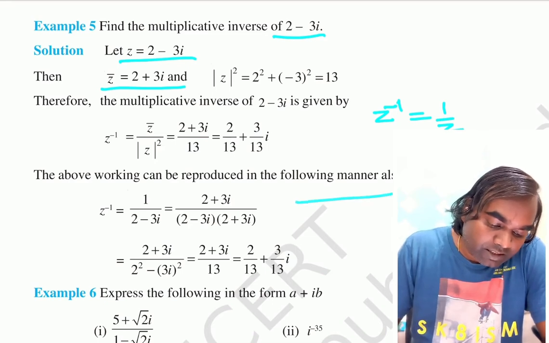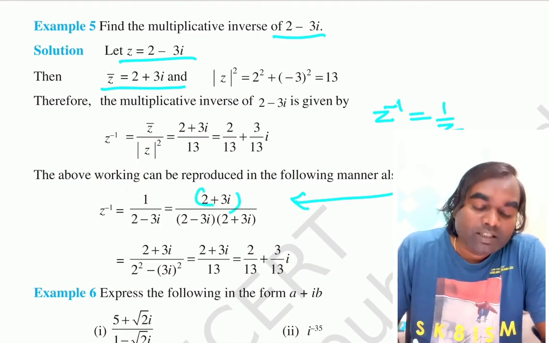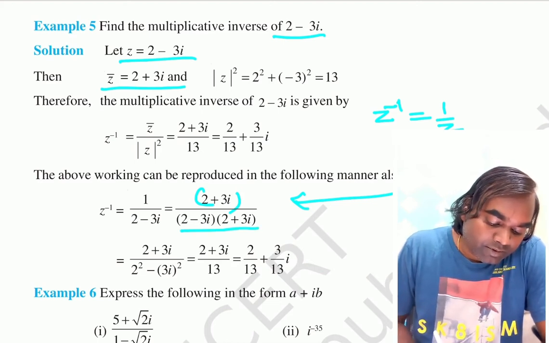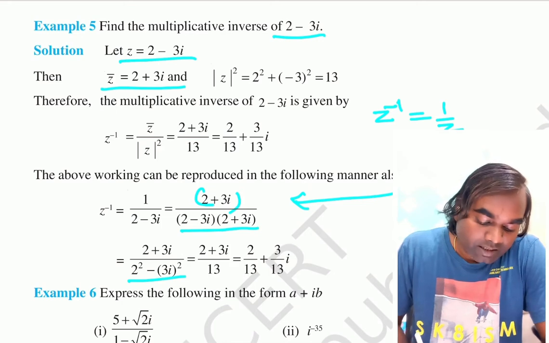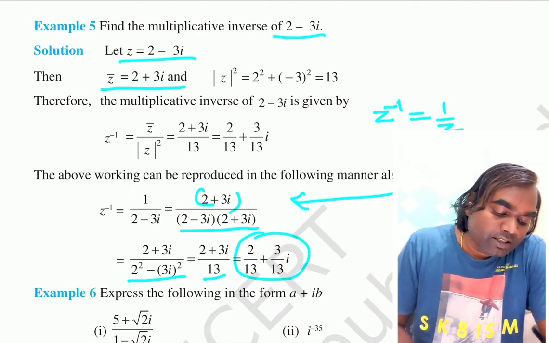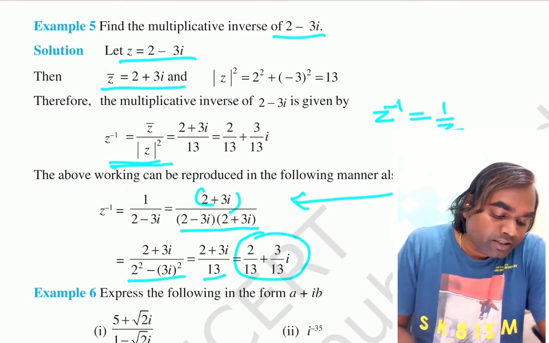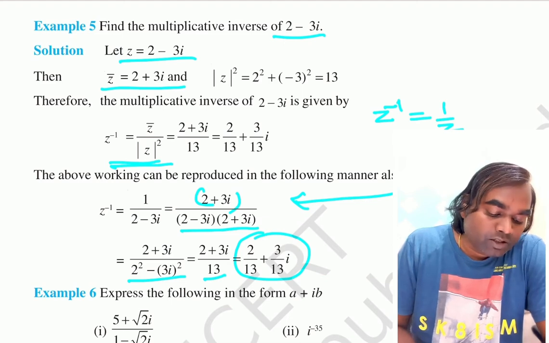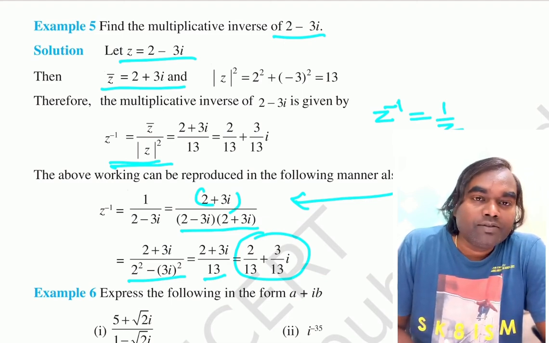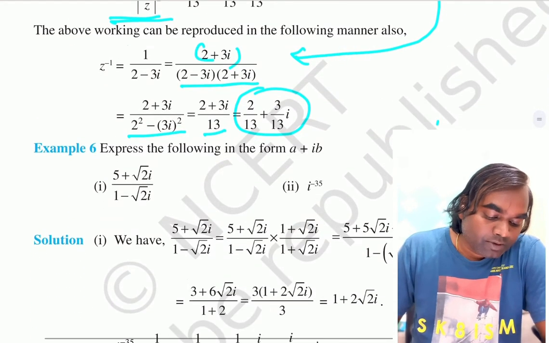The simplest way is this: 1 by 2 minus 3i can be written as 2 plus 3i divided by 2 minus 3i into 2 plus 3i, and the denominator will give 2 square minus 3i whole square, that is equal to 13. So we have this number. But by the definition, we can also solve this problem by z to the power minus 1 is equal to z bar divided by modulus of z square. So anyway, you can solve this problem.